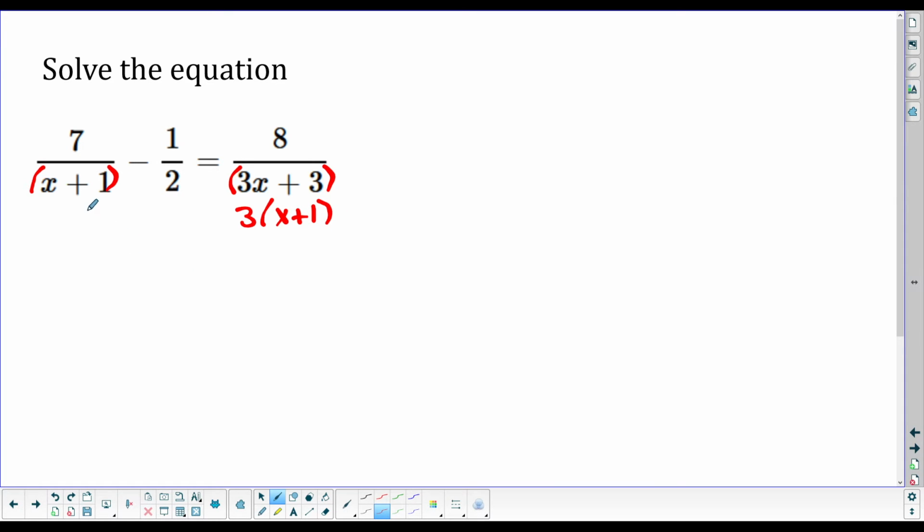Okay, so now if I look at my factors, I have an x plus 1, I have a 2, and I have a 3, and I have another x plus 1 here, but since I've already got that x plus 1 here, I don't need another one. All right, so I've got x plus 1 times 2 times 3. So my least common multiple is going to be 2 times 3 times x plus 1. Or we could also write that as 6 times x plus 1. I'm going to leave it factored out like that.